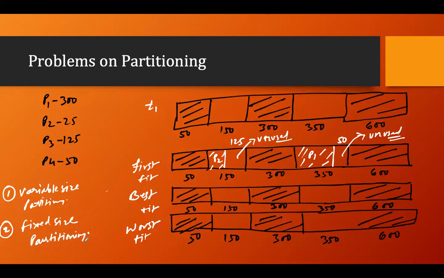Now go to best fit in fixed size. In best fit, you can see this is 300, so 300 will be accommodated. 50 is left. Now here we have 125. Can we accommodate 25 here? So what best fit says, because we don't have any other space, P2 will come here. Again, 125 is left. Now go to worst fit. Worst fit says take the worst one, right? So here P1 will come because this is the highest space, and 50 is left. And for 25, it will come here and 125 is left.